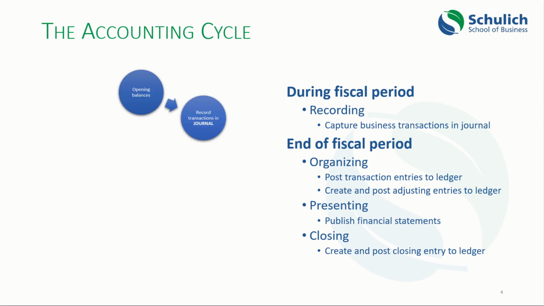Recording the transactions in a journal takes most of the time during the fiscal period because that happens over and over again. The company has to capture every economic exchange that takes place during the fiscal period between them and other organizations or individuals. So this includes sales, purchases, lease payments, employee wages, and so on. Every other step that's listed here takes place only once at the end of the fiscal period.